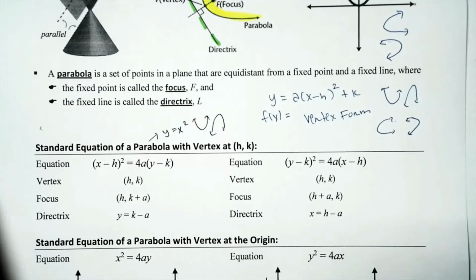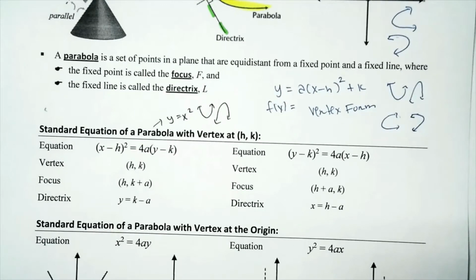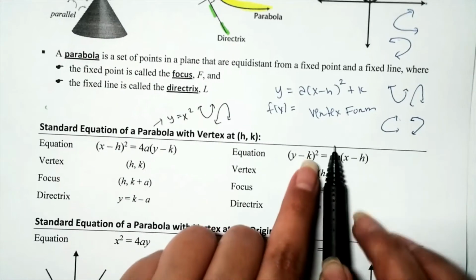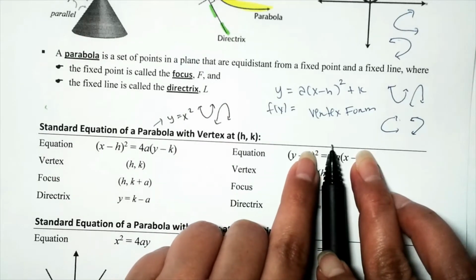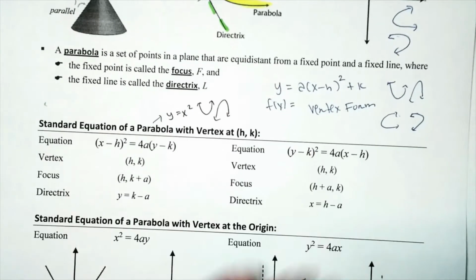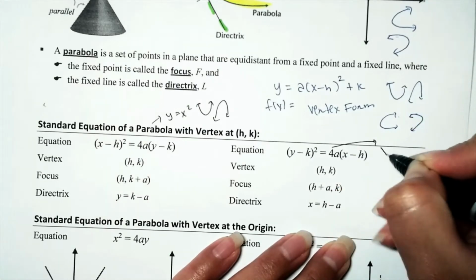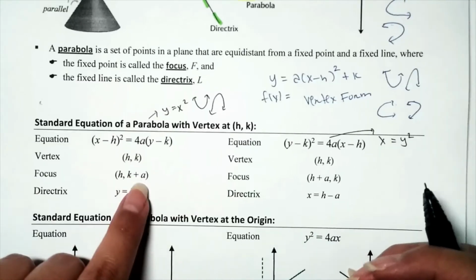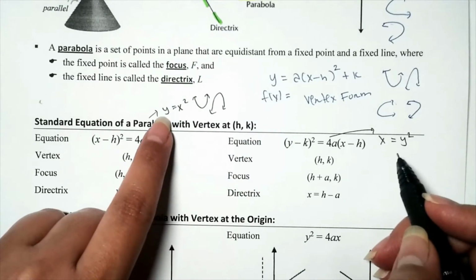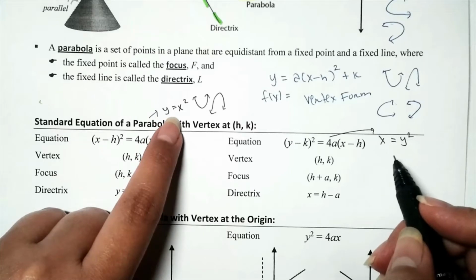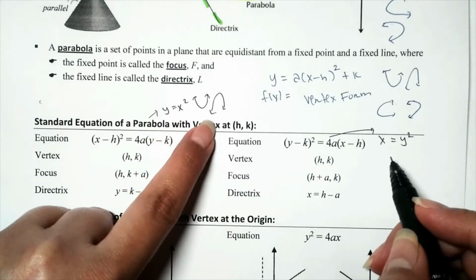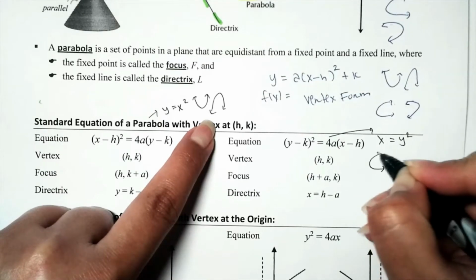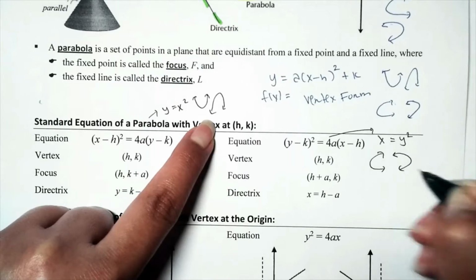Now let's look at the second equation. The 4a is in my way, so let me cover it. The h and k are in my way. In this case, I'm left with x equals y squared. So this reminds me of nothing, I don't know how else to phrase it. So if we have y equals x squared, that's going to be a parabola that opens up or down. By cross elimination, if we have x equals y squared, then that's going to be a parabola that opens to the right or to the left.